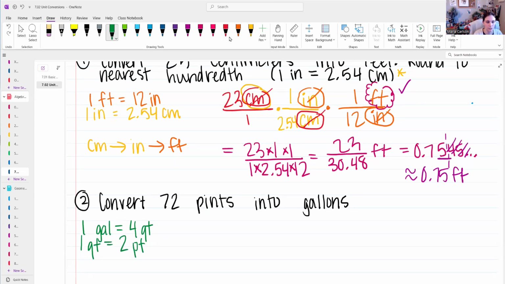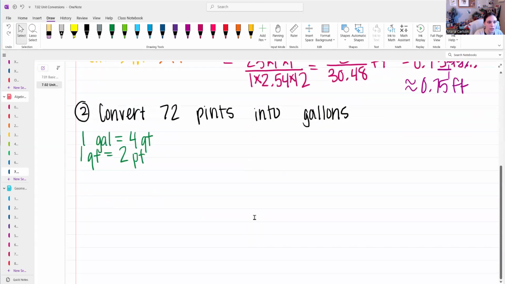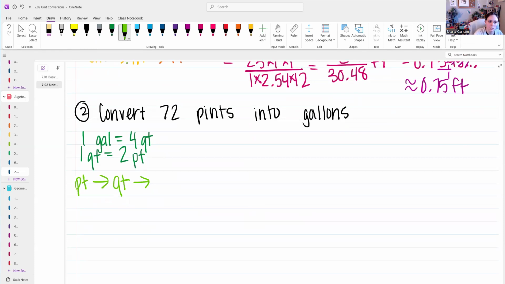So what I'm going to do here, and I'm going to scroll down a little bit, is convert pints to quarts and quarts to gallons. Now we always start by taking the original value, 72 pints in this case, and putting it over 1. And now I'm going to start multiplying by fractions using conversion factors. So first I'm going to convert pints to quarts.